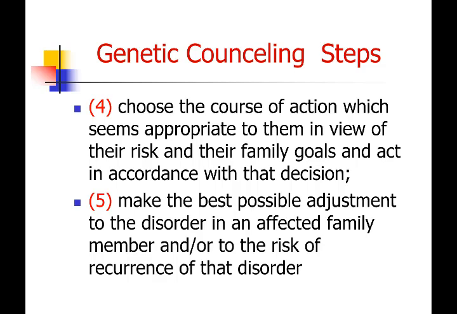Step 5 is to make the best possible adjustment to the disorder in an affected family member and/or to the risk of recurrence of that disorder, which I explained in the previous scenarios, the best possible adjustment. Someone who does not like to go through a therapeutic abortion will choose PGD versus PND, or they could choose ovum donation or sperm donation.